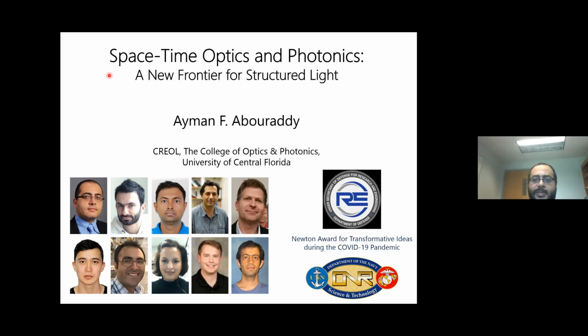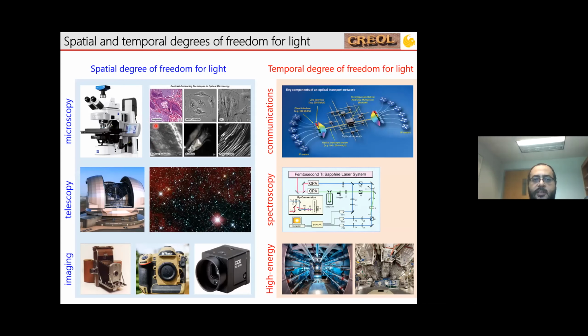So as you see from the title, we have the word space and time. In optics, studying and exploiting the spatial and temporal degrees of freedom have typically been in two separate communities. There's a community of microscopy and astronomy and optical imaging that is based on manipulating and exploiting the spatial aspect of light, focusing light to a very small spot, discerning very far away and close by objects.